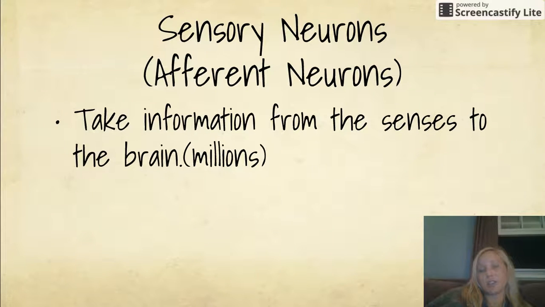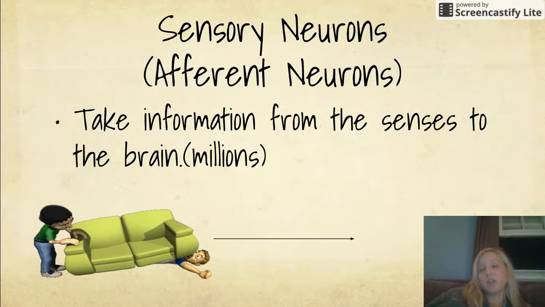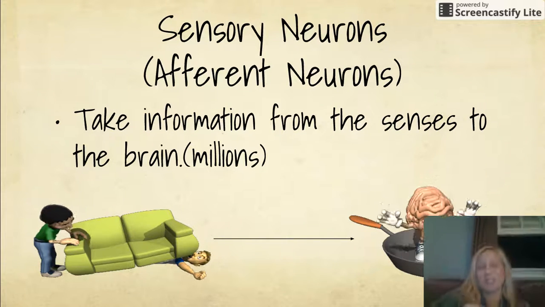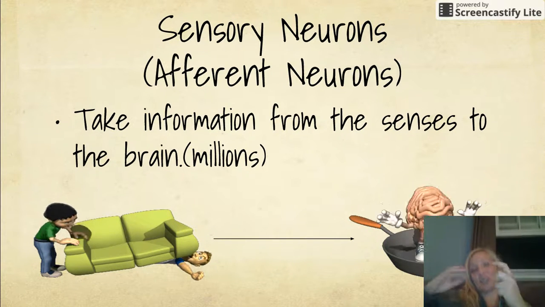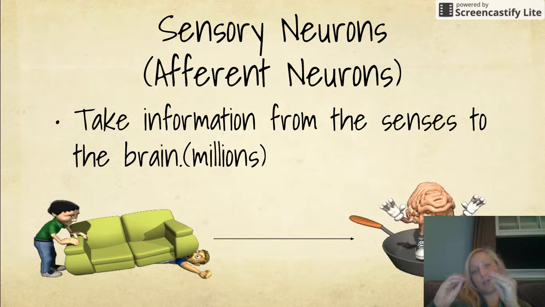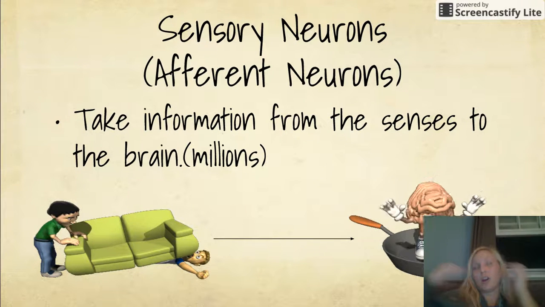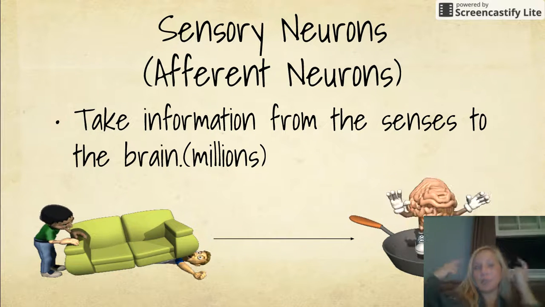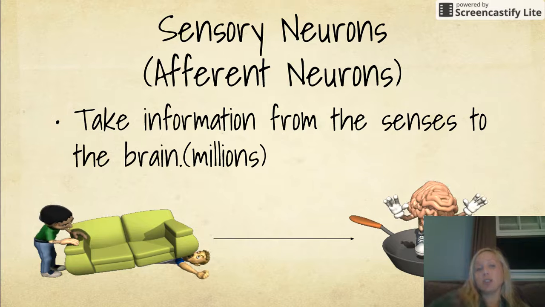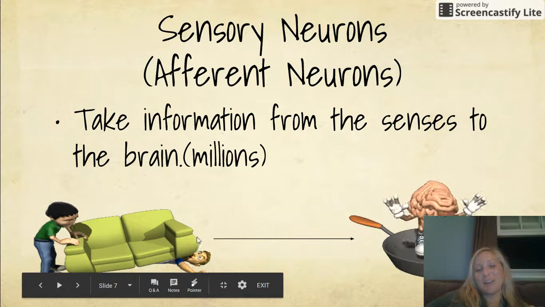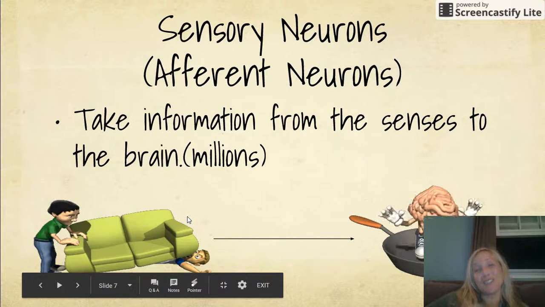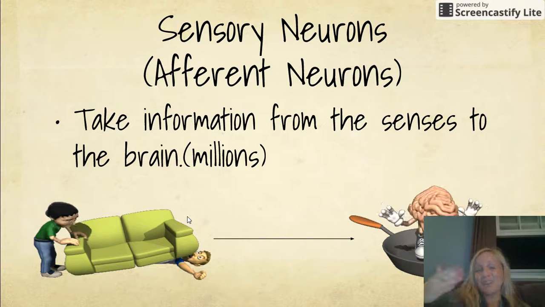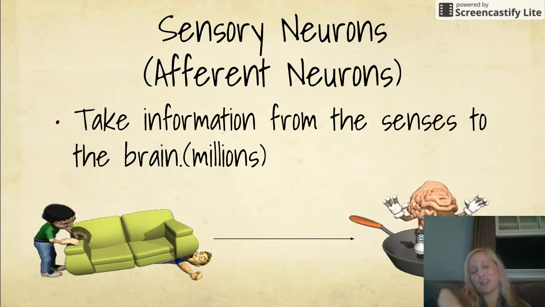First, we have the sensory neurons, and they're also called afferent neurons. I know you can't see my hands, I do a lot of hand motions with this, but the afferent neurons, sensory neurons, take information from our senses, from our fingertips or our vision, our hearing, whatever, and then send it to the brain. We have millions of sensory neurons. So if you get crushed under a couch, you're going to feel that because of your sensory neurons. If I were to touch a hot stove, my sensory neurons would send information to my brain that says, this is hot, take your hand off.